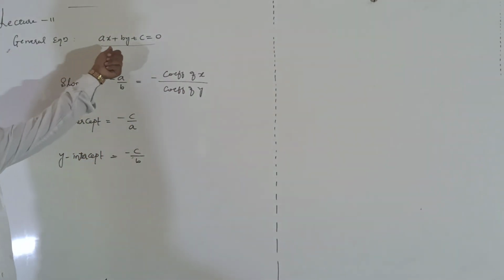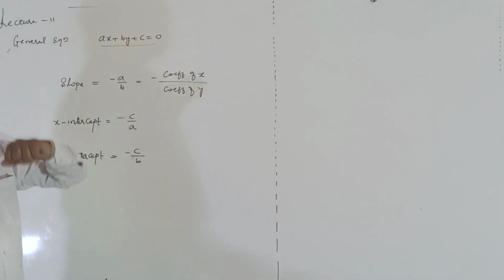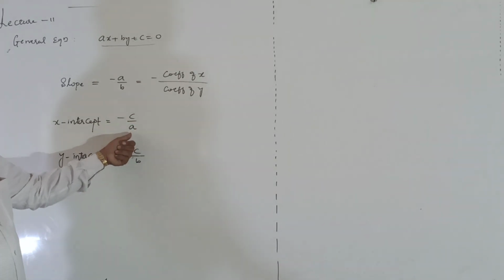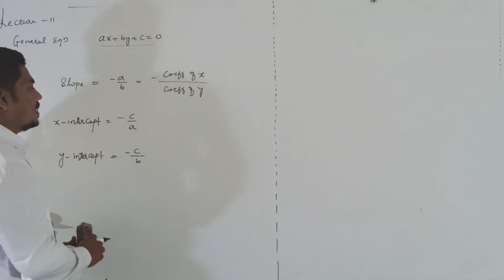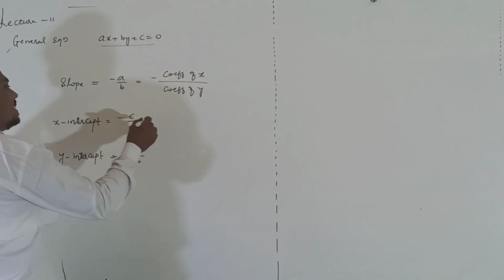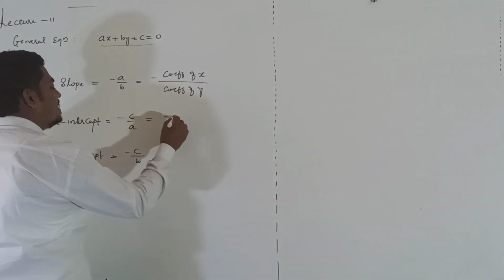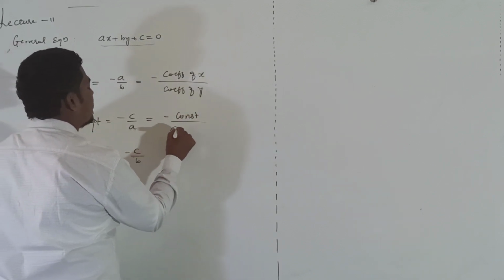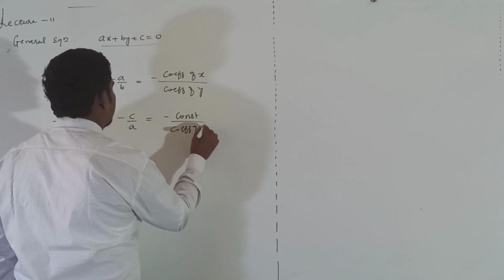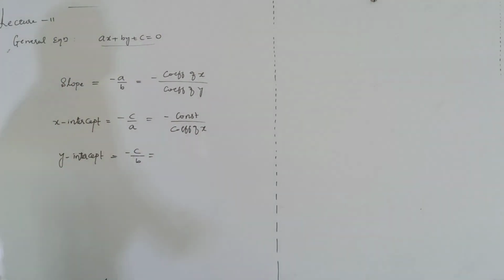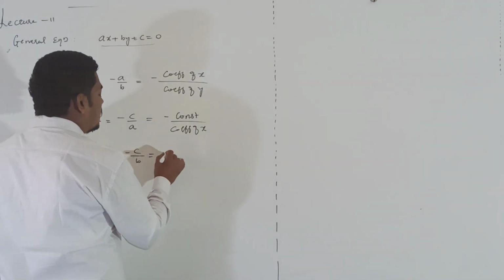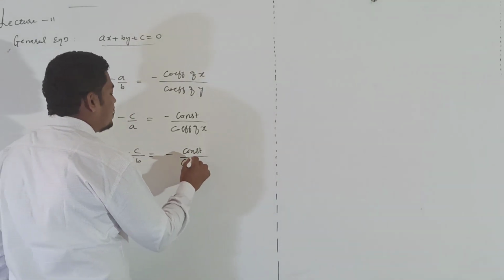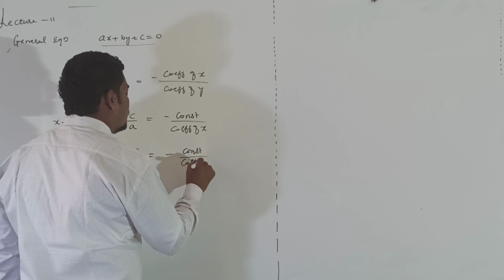Slope of ax plus by plus c equal to 0 is minus a by b. Now x intercept is minus c by a: the negative sign remains as it is, c is the constant term, divided by a, the coefficient of x. And similarly, y intercept is equal to minus c by b, minus as it is, that is constant term divided by coefficient of y, right?